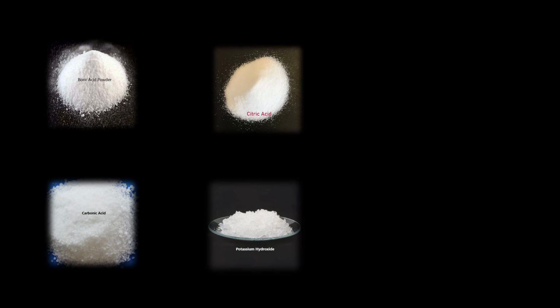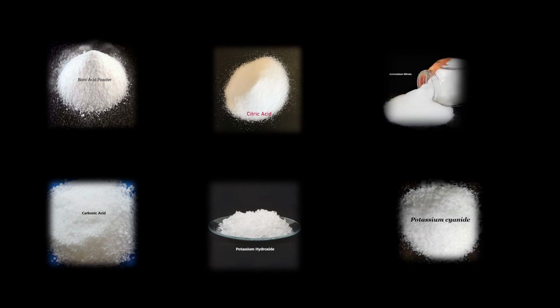Not all acids or other compounds come as solutions. These solutions need to be prepared. Boric acid, carbonic acid, and citric acid are just a few examples. We also use solutions of potassium hydroxide, ammonium nitrate, potassium cyanide, and others. All of these compounds shown are solids, packaged as powders or crystals. To formulate a solution, the mole concept is used.